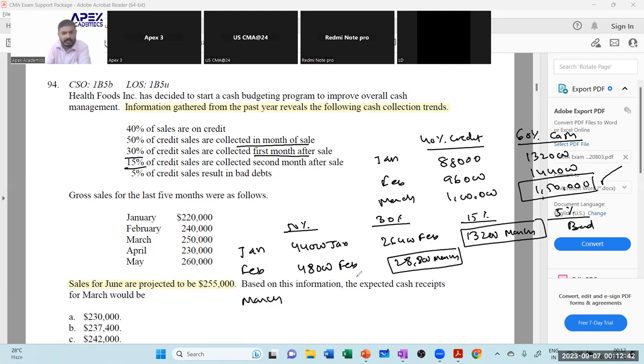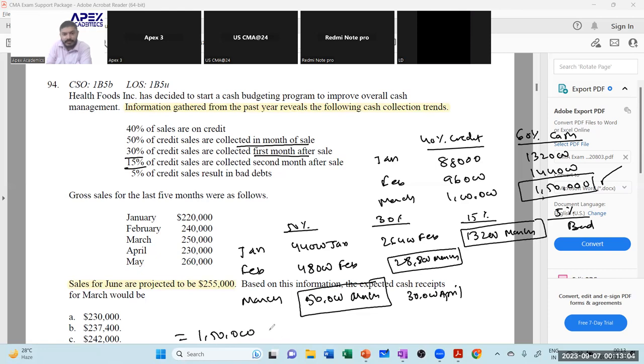50% of the credit sales of March, which are 50,000 itself, will be collected in March. The other balance of 30%, this 30,000, that will be collected in which month? In the month of April. I am not interested. I am interested only in the boxes of March. Look at this beautiful design. Box, box, box, box, box.